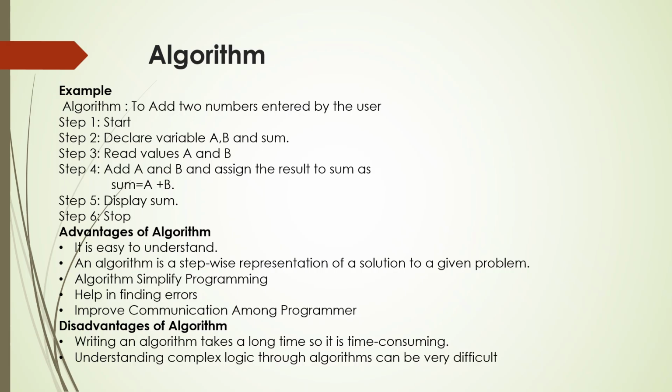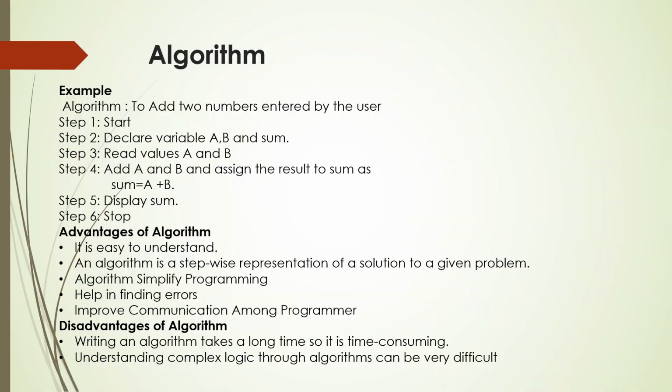Step number 4. This is the most important step because this is where the actual processing takes place. The fourth step is add a and b and assign the result to sum. Here, the computer takes the value stored in a and the value stored in b, adds them together and stores the answer inside the variable sum. Now the variable sum stores the result. This step is known as processing. The computer performs a mathematical operation.